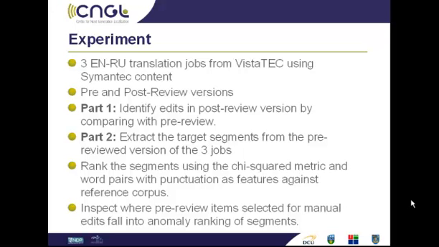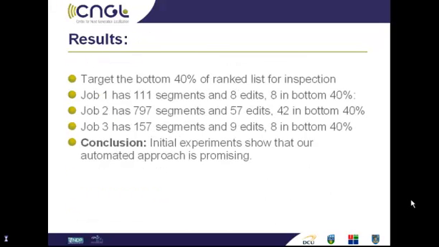The next part of the experiment involved ranking the pre-review versions of the jobs against a reference corpus and identifying the positions of those segments which were later edited by the reviewer. We found that the bottom 40% of our ranked list was of interest. Job 1 had 111 segments and 8 edits in the manual review. Our automated approach placed these 8 in the bottom 40% of the ranked list.